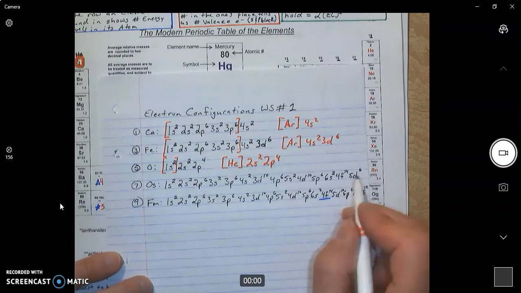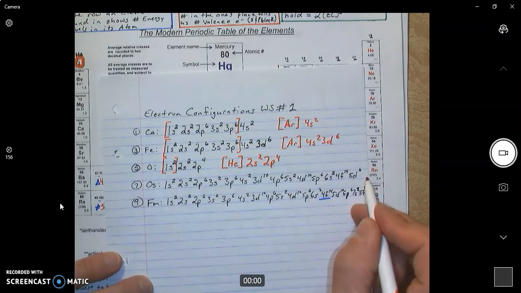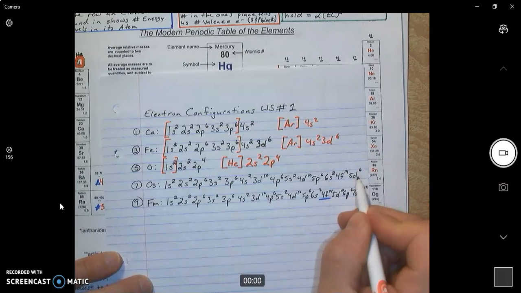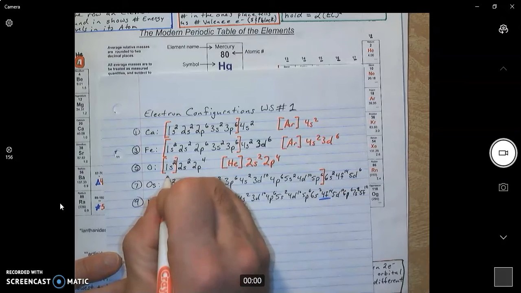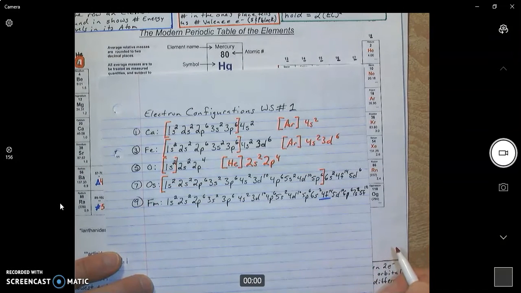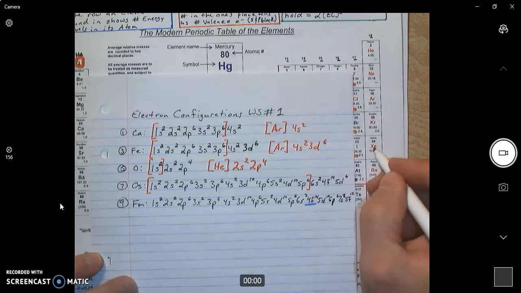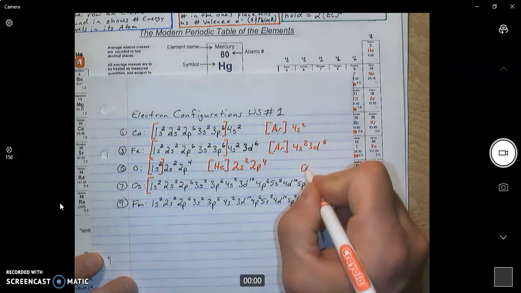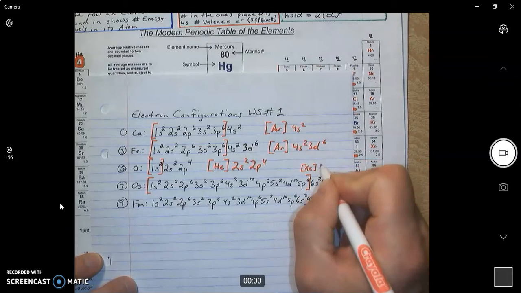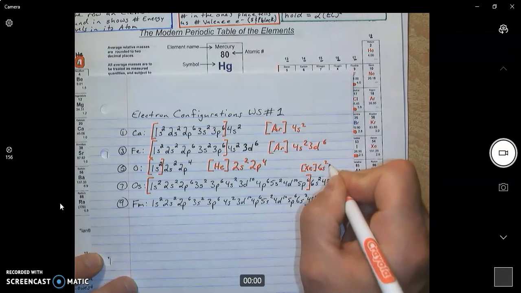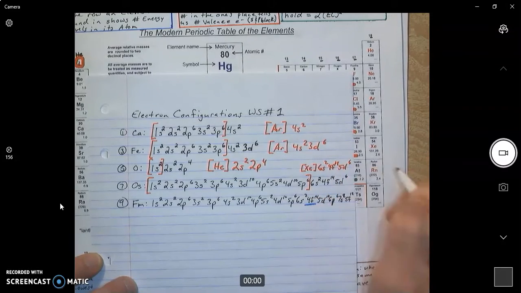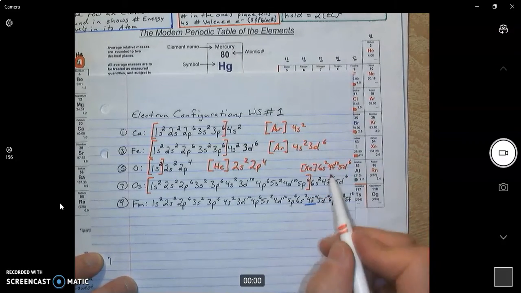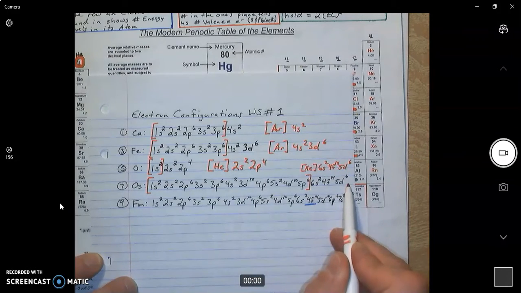Alright, let's look at osmium. Okay, osmium, really huge, long configuration. If we go backward until we hit the first p6, there's a 5p6. All of that can be summarized as 5p6 would be xenon. So we could do Xe in brackets, 6s2, 4f14, 5d6. That's a heck of a lot easier to write than write all that, correct?